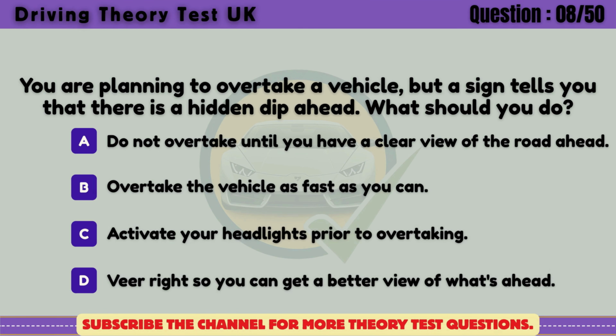Question 8. You are planning to overtake a vehicle, but a sign tells you that there is a hidden dip ahead. What should you do? Option A. Do not overtake until you have a clear view of the road ahead. B. Overtake the vehicle as fast as you can. C. Activate your headlights prior to overtaking. D. Veer right so you can get a better view of what's ahead.